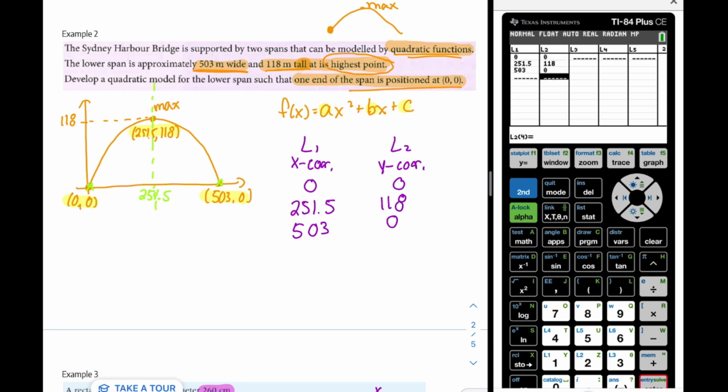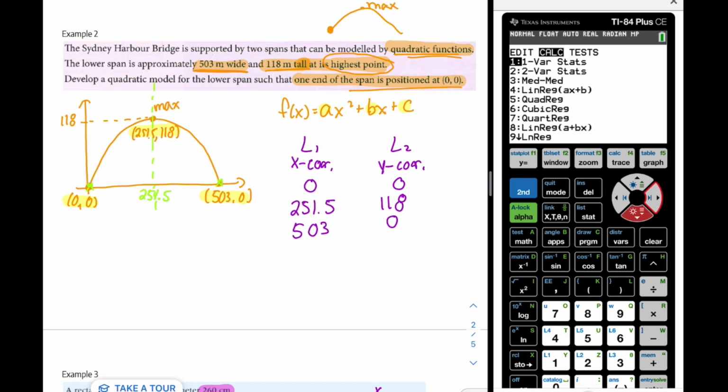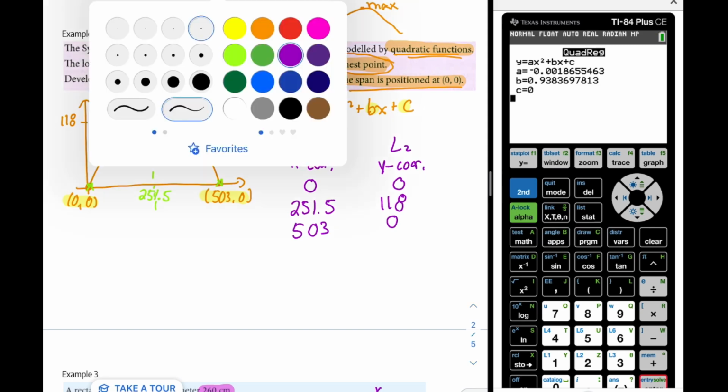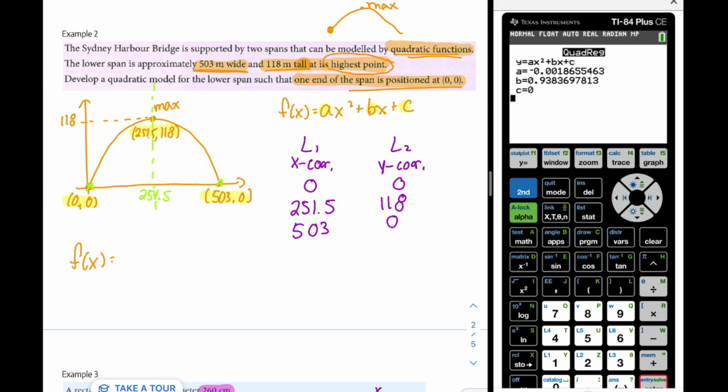Once everything is in your calculator, you're going to click on Stats again, Calculate, and you're going to go down to Quadratic Regression. We're going to click Enter. Our x list was in list 1, our y list was in list 2. We can leave the frequency blank, and we're going to go ahead and calculate. And now we get a, b, and c. So that means that my function can be negative 0.0018, if we round, x squared plus 0.938x plus 0, or you can leave the 0 blank if you want to.